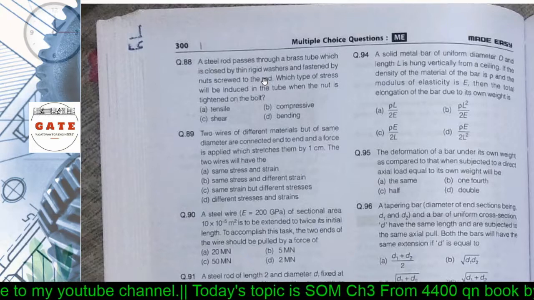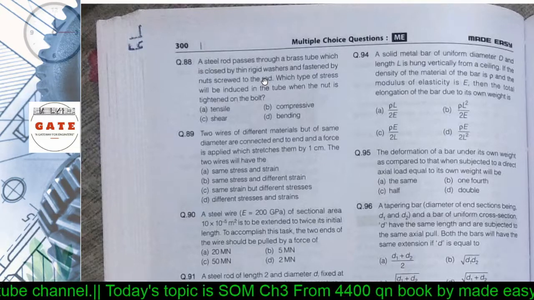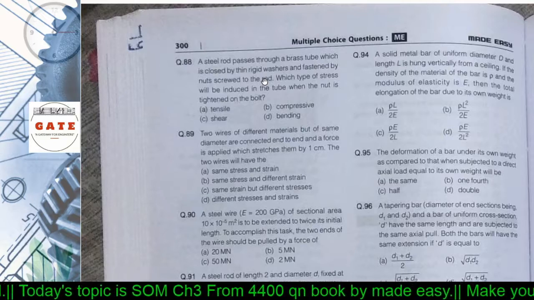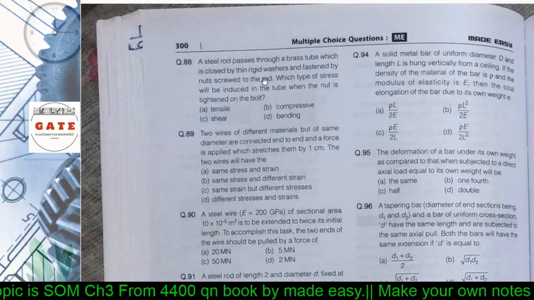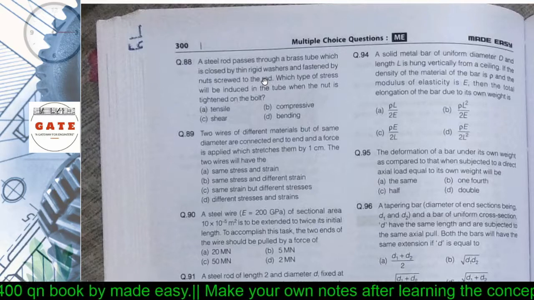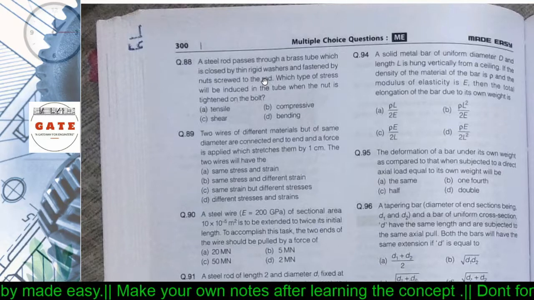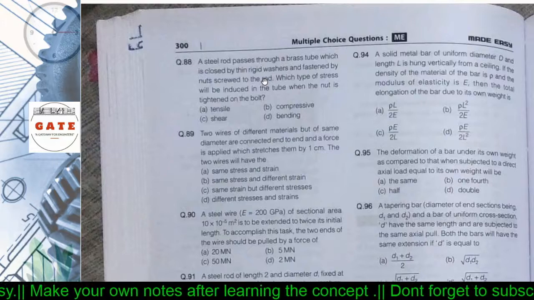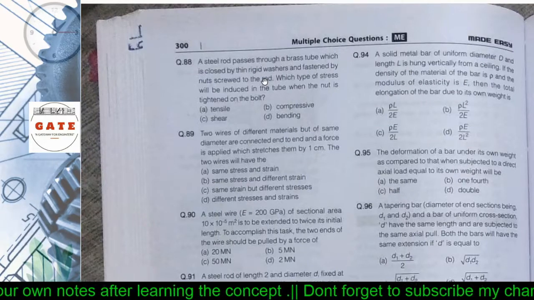Okay, so here they are asking what type of stress will be induced in the tube when the nut is tightened, that is, in the brass tube. Obviously the answer will be compressive. Okay, 88, option B is correct. 88, option B. Good question.